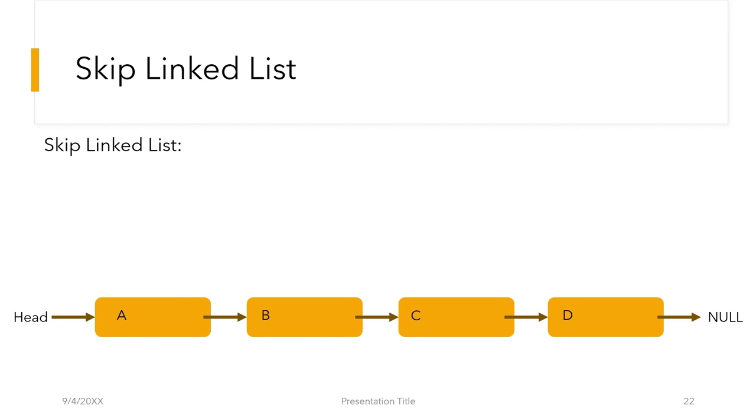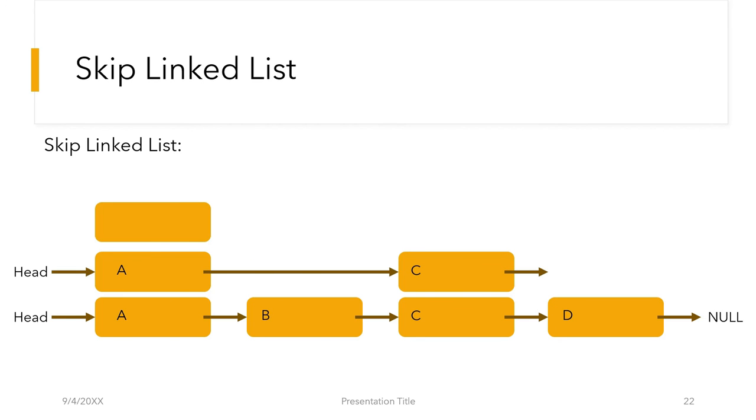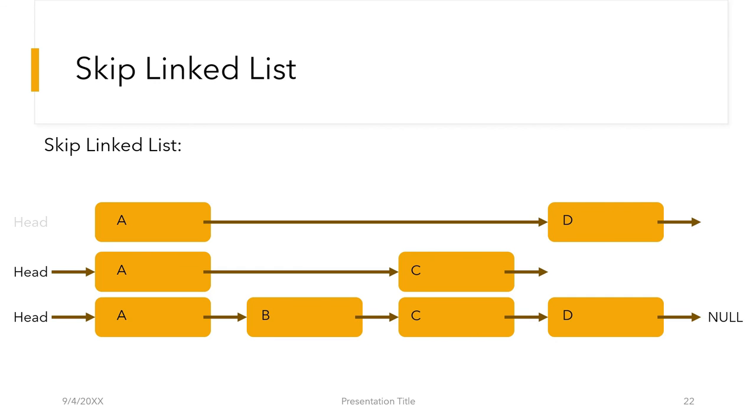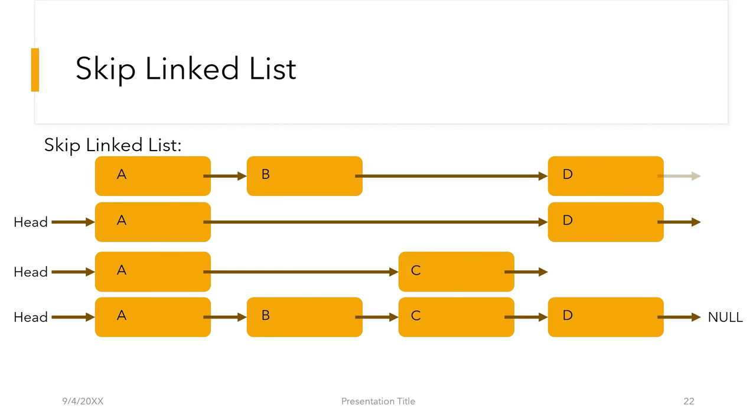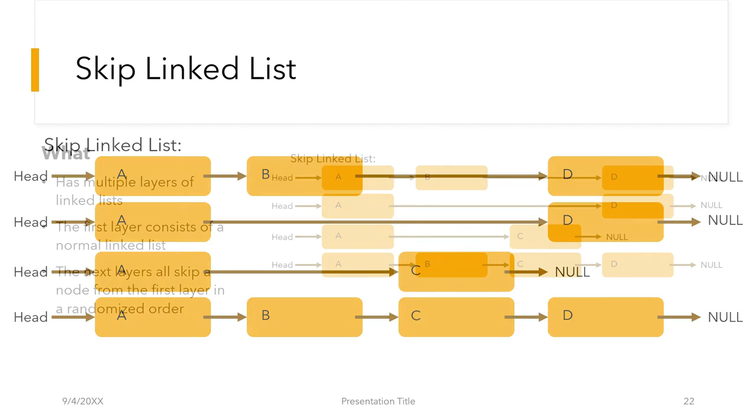A skip list isn't a simple linked list as it has multiple layers. The first layer consists of a normal linked list, while the second and the subsequent layers are also linked lists, but the nodes skip to the elements from the first layer.